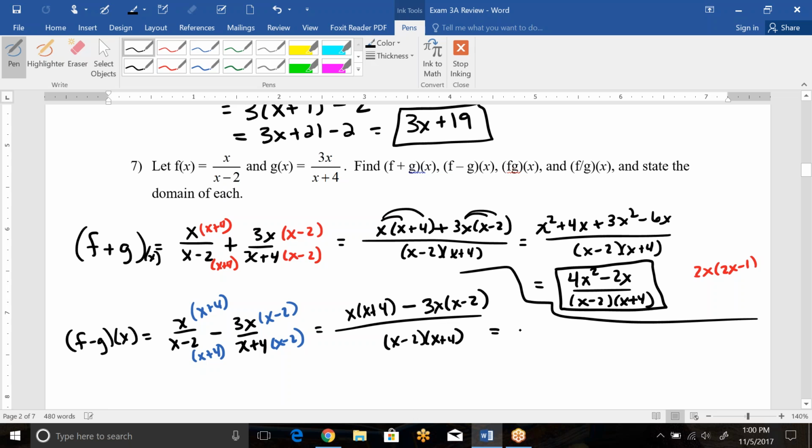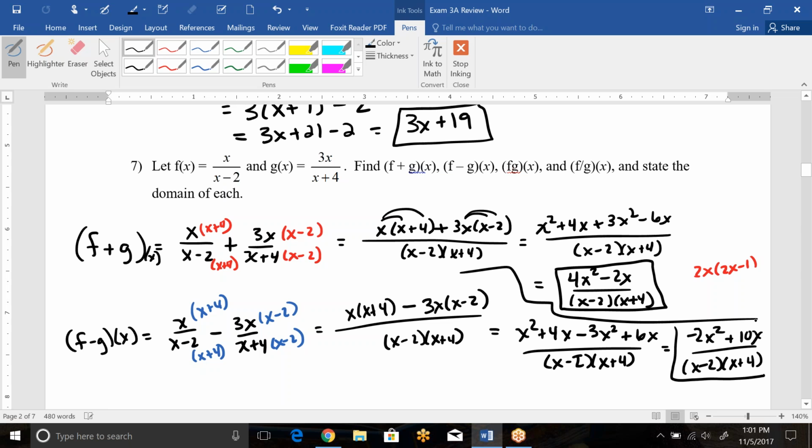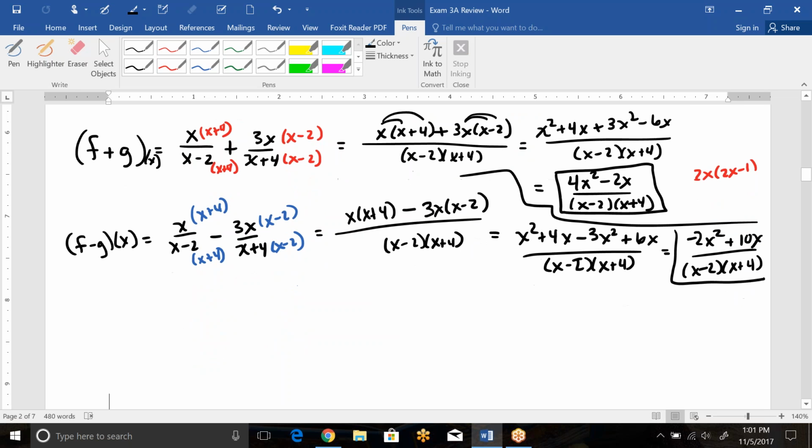This would be x squared plus 4x minus 3x squared plus 6x. So notice these two signs have changed. And then if we add our like terms on top, that's negative 2x squared plus 10x over x minus 2, x plus 4. And again, I could pull a negative 2x out of the top here, but that will give me an x minus 5 on top, which does not cancel with either one of the bottom binomials. So there's that one. So now we're going to do multiplication and then division.